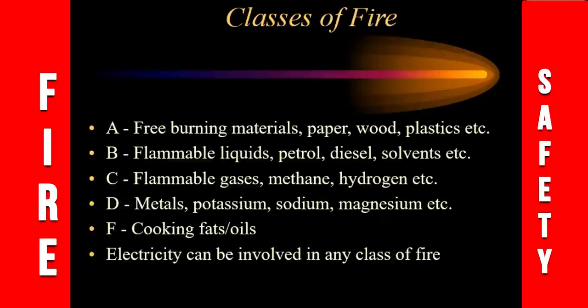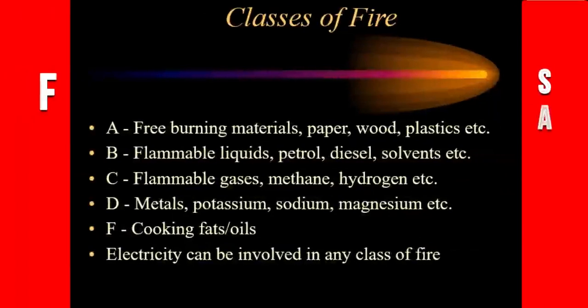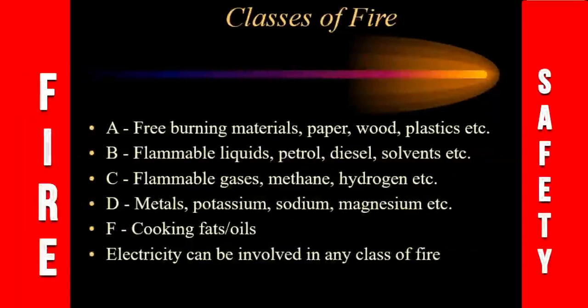What is included in Class A? Free burning materials, paper, wood, plastics, etc. In the Class B, flammable liquids, for example, petrol, diesel, solvents, etc. In the Class C, flammable gases, methane, hydrogen, etc. In the Class D, metals, potassium, sodium, magnesium, etc. Class F, cooking fats or oils. And electricity can be involved in any class of fire.